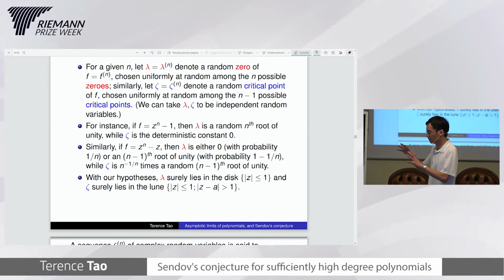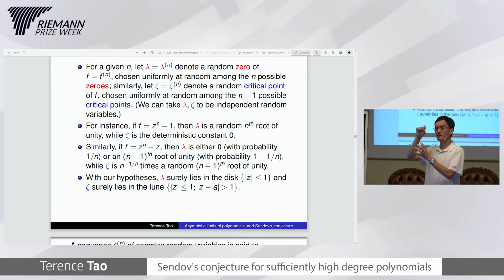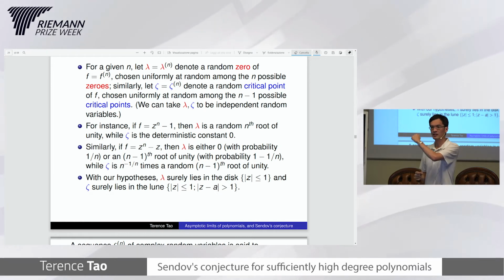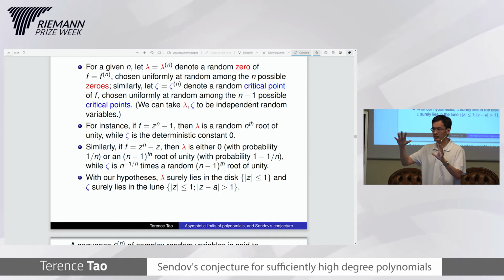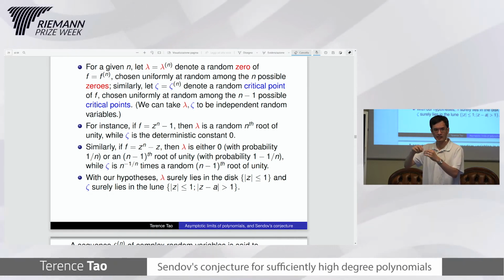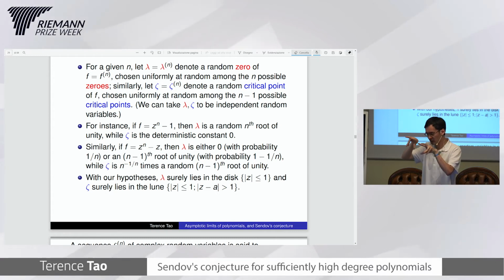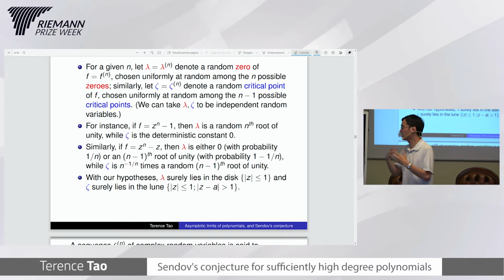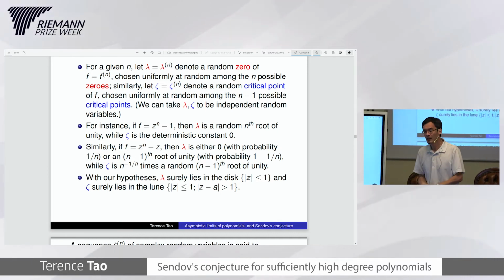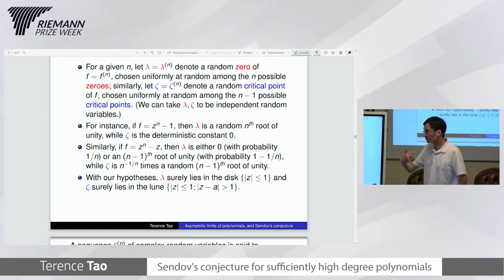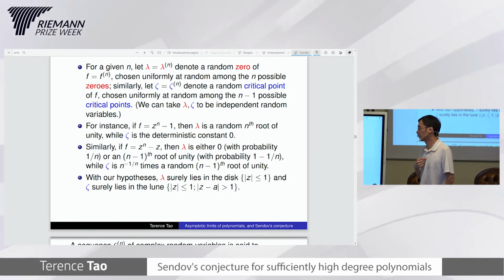Instead of taking all the zeros and all the critical points, consider a random zero. Out of the n zeros, pick one at random. This is a random point in the unit disk, or if you like, a probability measure on the unit disk. It's a discrete probability measure, just supported on n points, and that's the zero measure. And there's also a critical point measure: you take a random critical point, and that will give you a different measure on the unit disk.